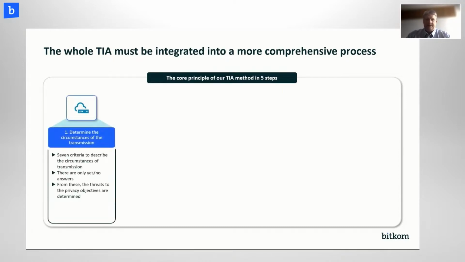The first, what needs to be understood is, what are the circumstances of this transmission, of this transfer? There are 7 criteria we've identified. These criteria relate to the circumstances in which a transfer is being made, the scope of the applications.